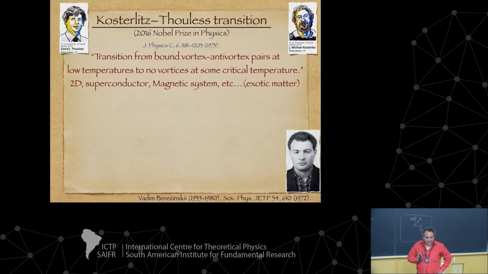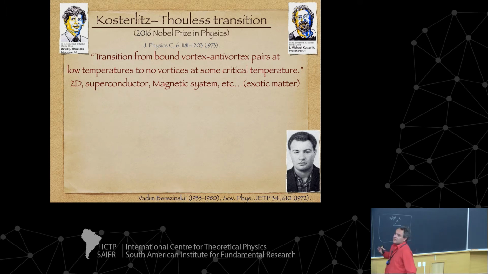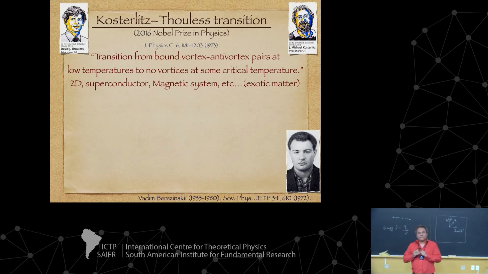Okay, so the last ingredient that I need is the Kosterlitz-Thouless transition. This is a topological transition, discovered also by Berezinskii, more or less in the same year. So essentially, these three people discovered that in an equilibrium, thermodynamic equilibrium system, when you change the temperature, for high temperature, you don't observe vortices, but when you decrease the temperature, you observe the appearance of a pair of vortices, more or less, okay?